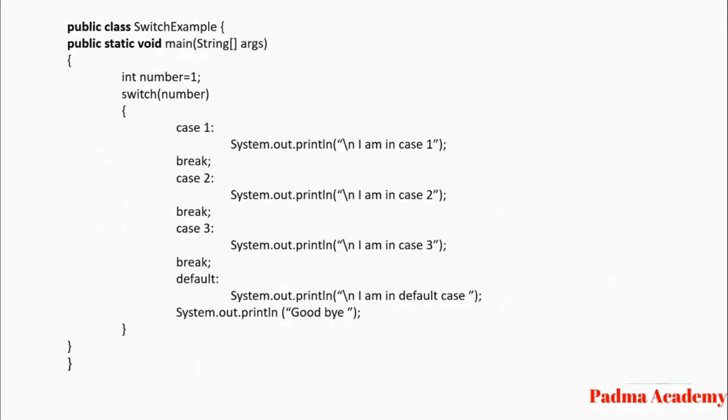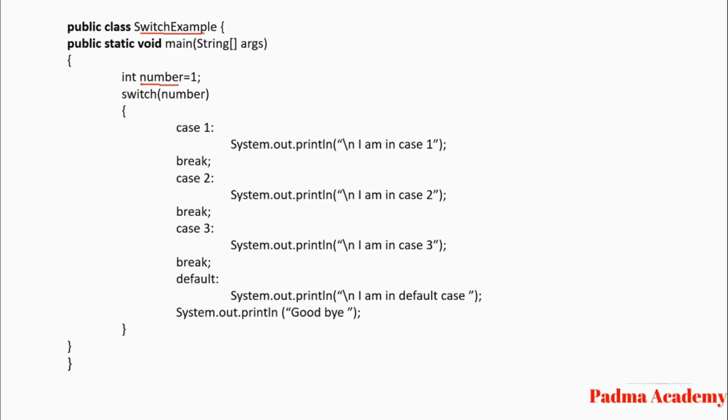Next we will see an example. Public class SwitchExample. SwitchExample is the file name, that is SwitchExample.java, and it is also the class name, and its first letter should always be capital. Then public static void main method, then we declare one variable, number, of type integer, and we assign one value to it, that is 1.